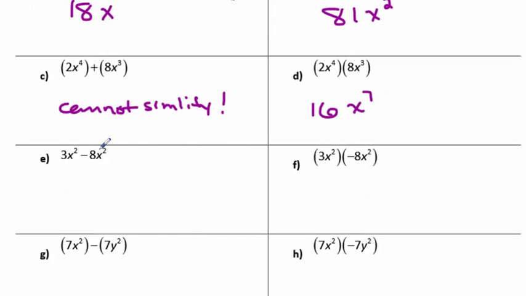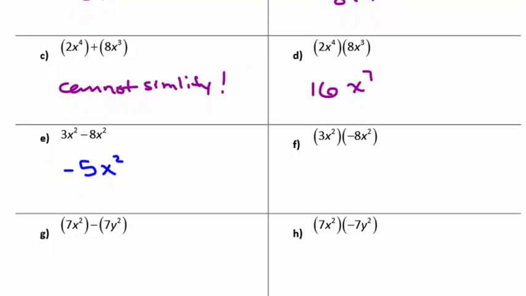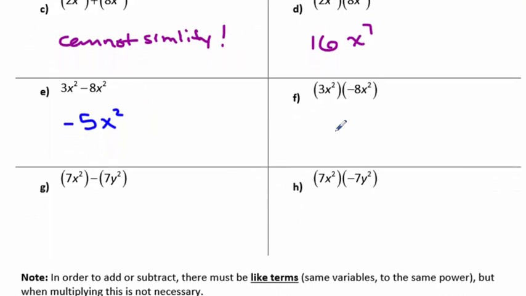If we're subtracting and they're like terms, we can go ahead and subtract them. We'll get 3 minus 8 is negative 5x squared. The exponent does not change when you're adding or subtracting as long as the terms are like. You can do that. When I multiply them, the exponent does change. 3 times negative 8 is negative 24, and x squared times x squared is x to the fourth.